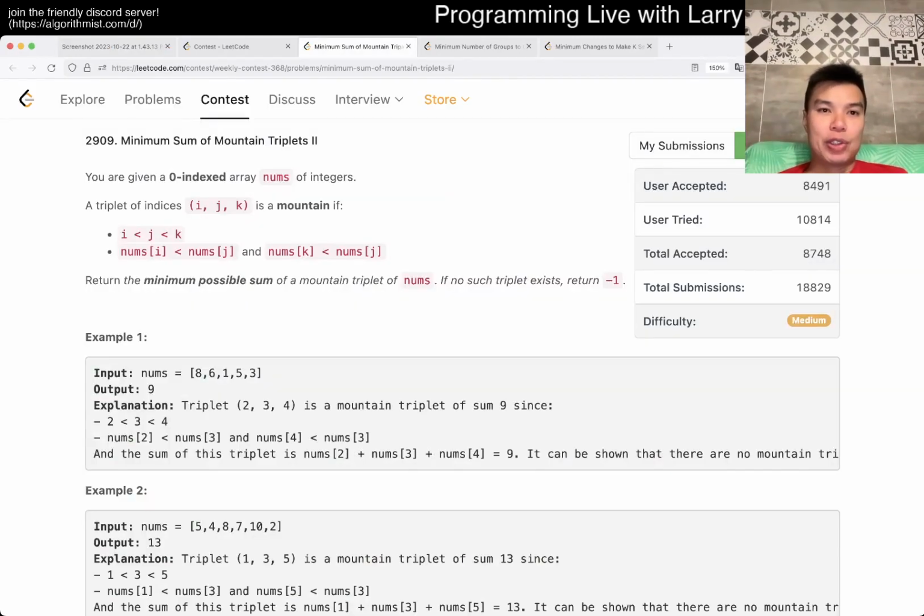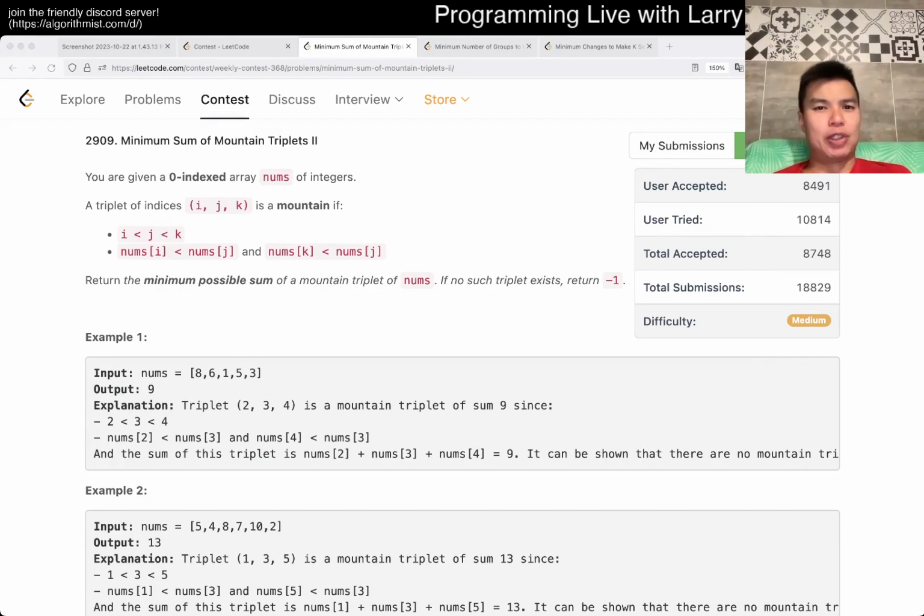This is me doing Q2 of the weekly contest 368, Minimum Sum of Mountain Triplets 2.